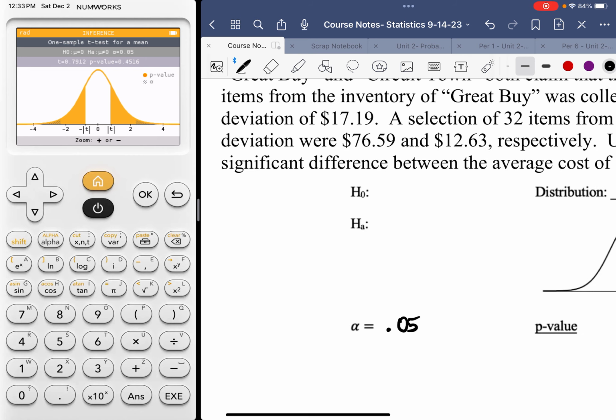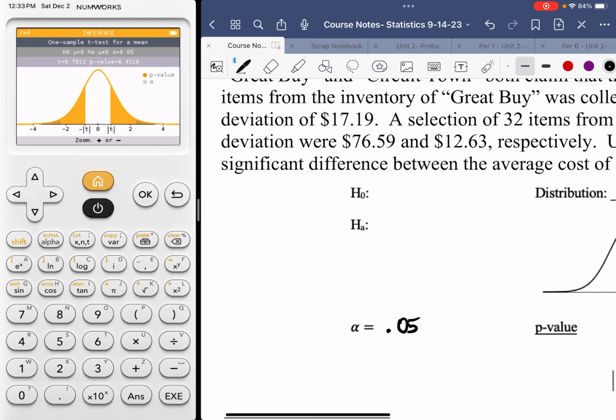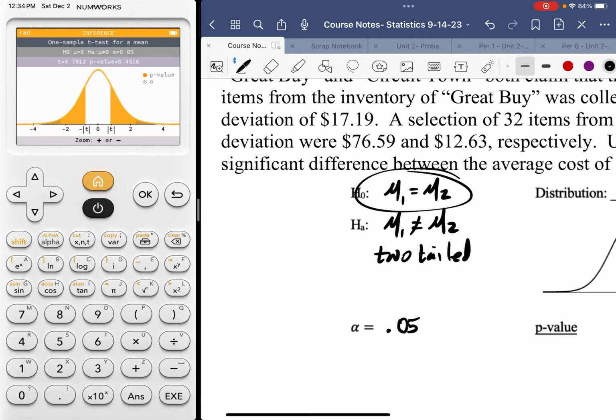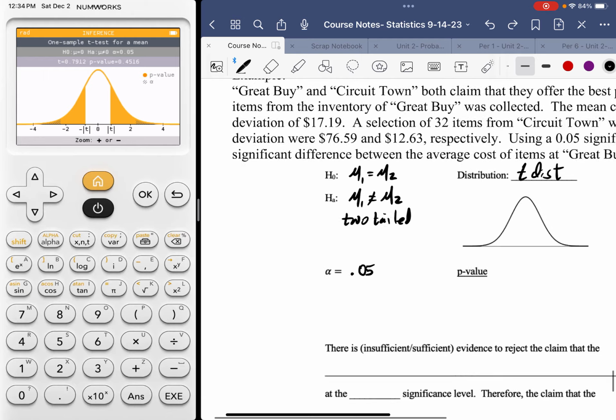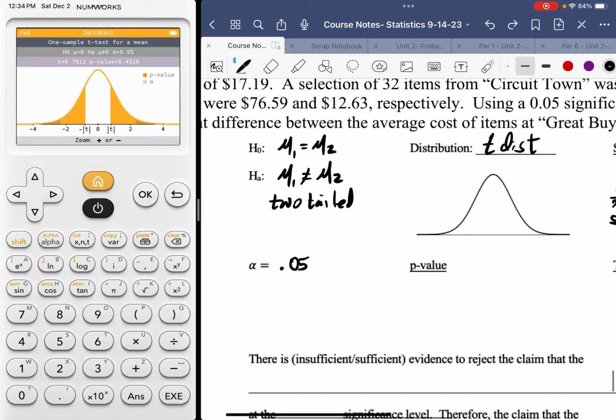We're looking to test the claim that there's no significant difference, which would mean the means are the same. Alternatively, the means would be different. Two-tailed test. But this is what we're concerned with. All right, so once we address that in our conclusion, then we'll have an appropriately worded conclusion, but we got to get there.